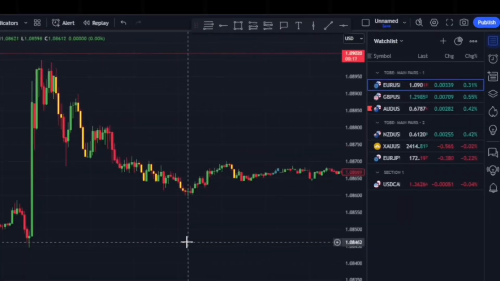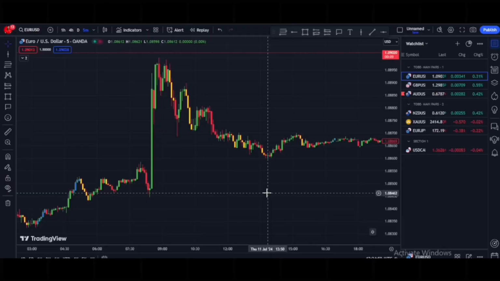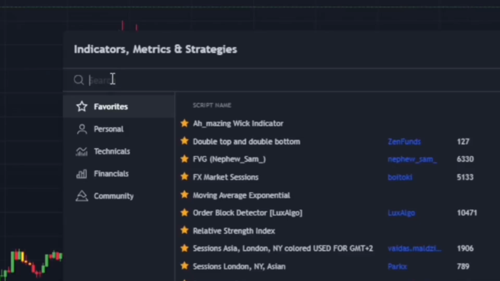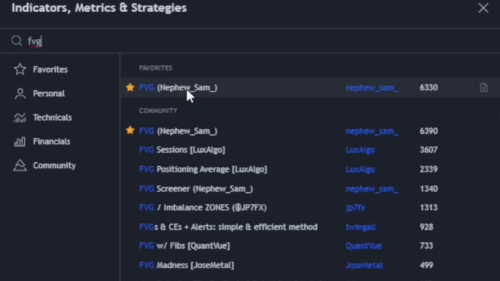This is by far the easiest way to trade the ICT silver bullet strategy. First and foremost, you want to come to the indicator section here and search for an indicator called FVG. I recommend using this FVG by Nephew Sam. Click that and add that to your chart.